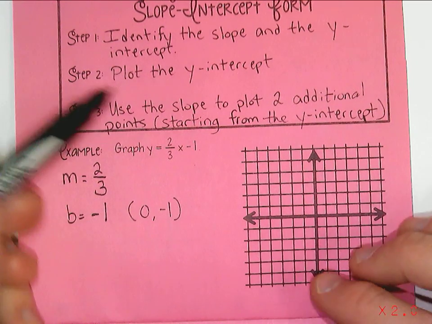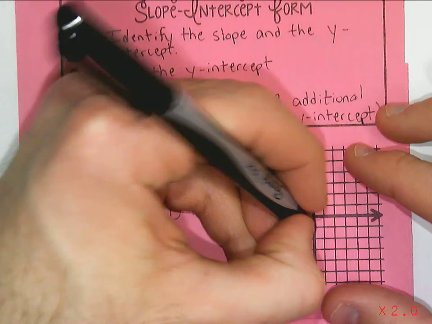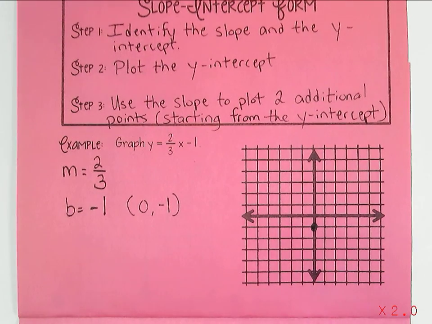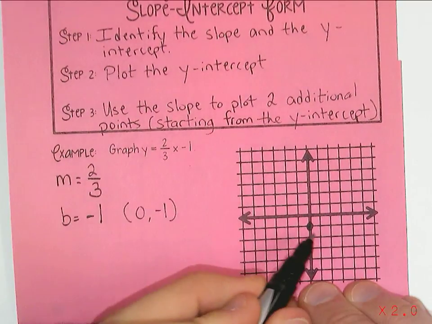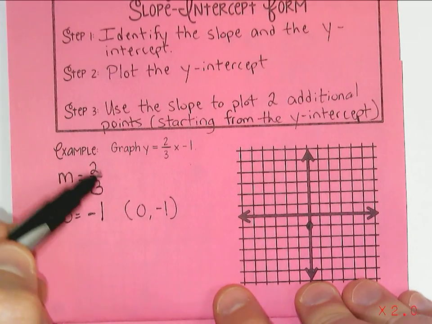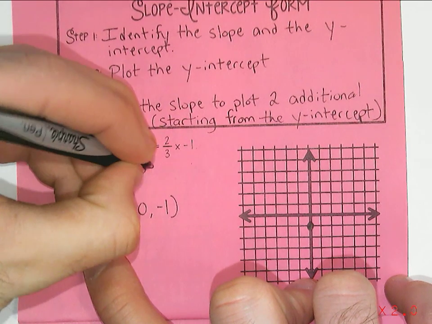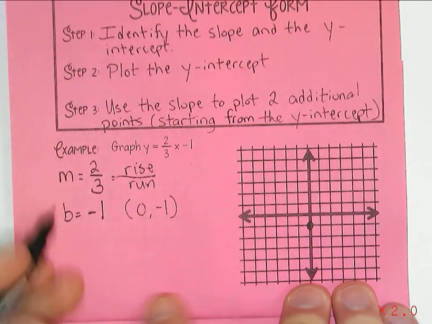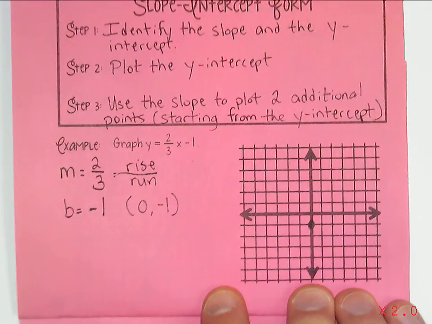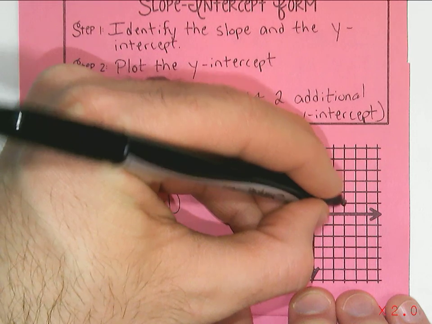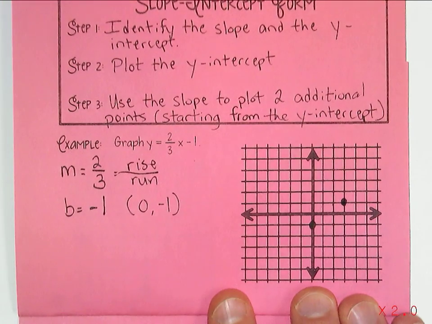So step 2 is to plot the y-intercept. So at 0, -1, I'm going to plot that. Try to make it big enough so you can see it. And then finally, step 3 is use the slope to plot 2 additional points starting from the y-intercept. So from where we started, we have to move how the slope tells us to. In this case, it would be up 2, remember this is your rise over your run, and to the right 3. 1, 2, 1, 2, 3. Okay, so that would be my next point.